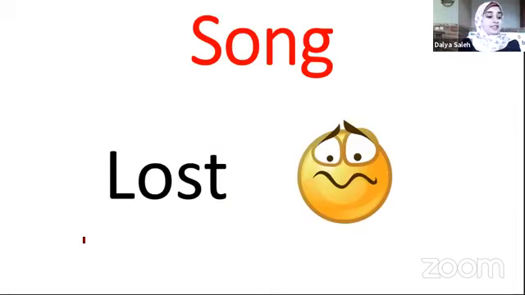Now, shall we move to the last activity? It's a song. And what is the title of this song? Can you see it? Lost. But yeah, something. I lost something.